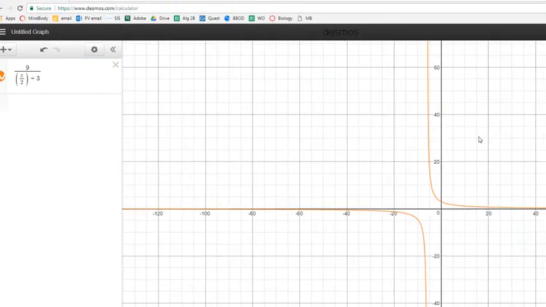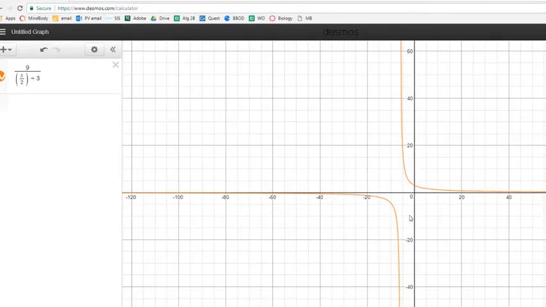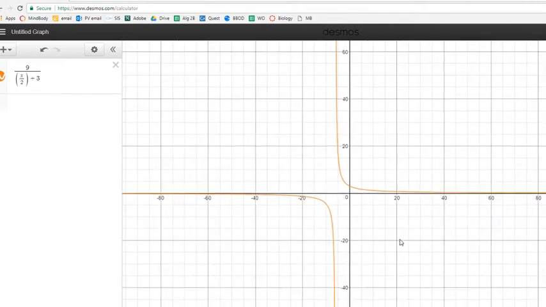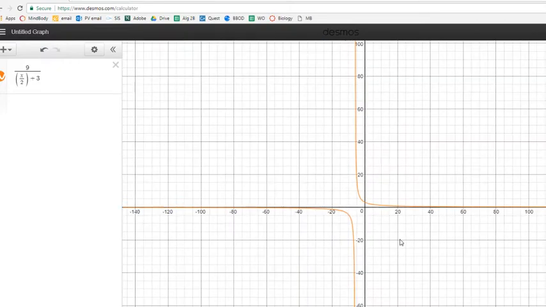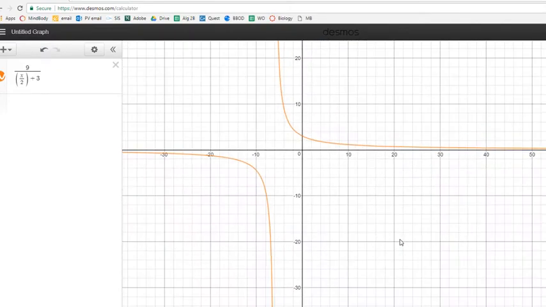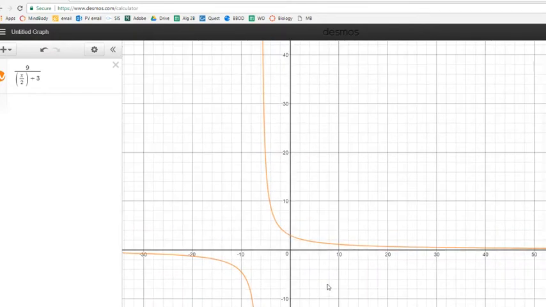So is this invertible? Would this pass a horizontal line test? No, right? I don't think so. So you would have to, once again, restrict the domain. We can do this one visually, and I'll show you what I mean.